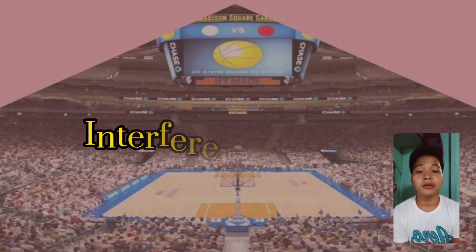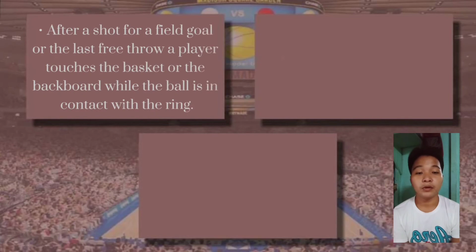Interference occurs when after a shot for a field goal or the last free throw, a player touches the basket or the backboard while the ball is in contact with the ring. So, ang interference daw ay nangyayari kapag yung isang shooting attempt ng isang player or yung last free throw ay hinawakan niya or ginulo niya kaagad.